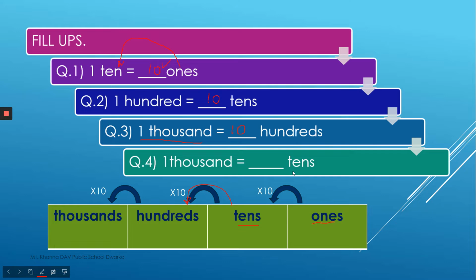Now children, when we are moving from tens to thousands, how many jumps are we doing? One, two jumps. So when we multiply by 10 when we do one jump, when we do two jumps, we multiply by 10 into 10. That is 100. So 1000 is 100 tens. Very good. So wasn't that simple? Yes.